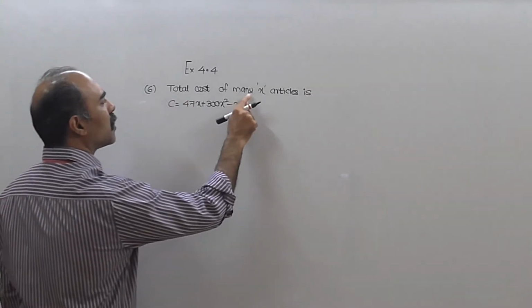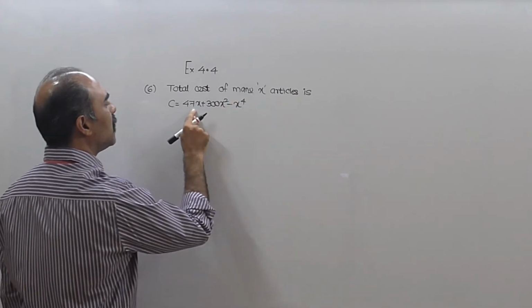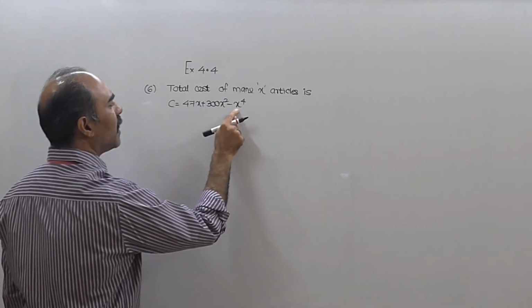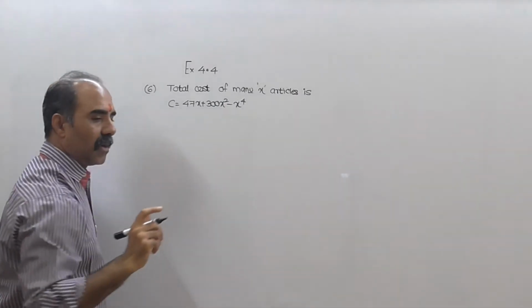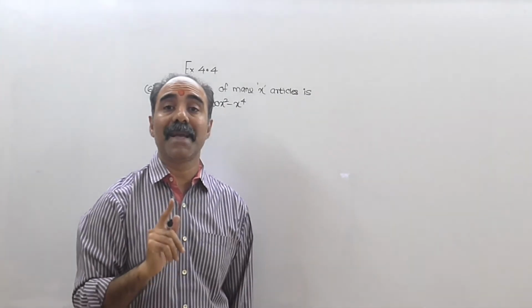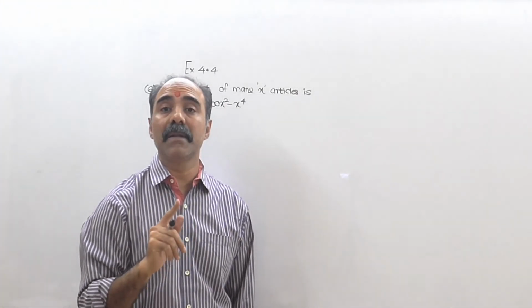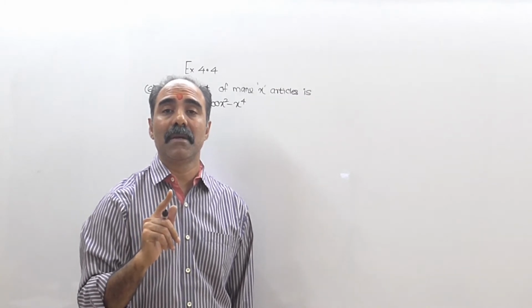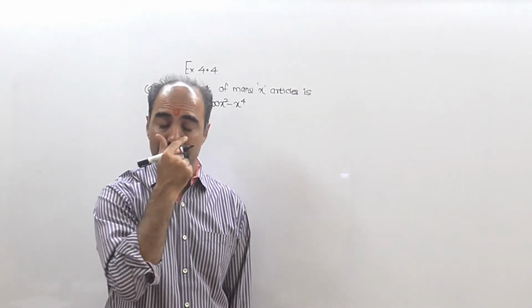They have given the total cost of manufacturing x articles is C equal to 47x plus 300x square minus x raised to 4. You have to find the value of x for which the average cost, underline the word average cost, is one increasing, second decreasing.